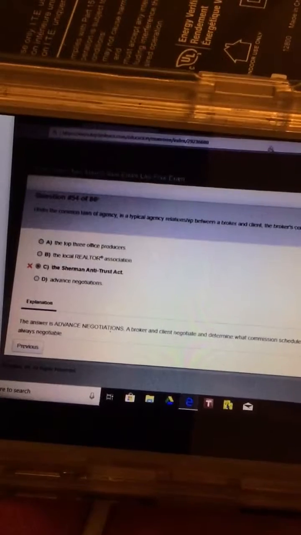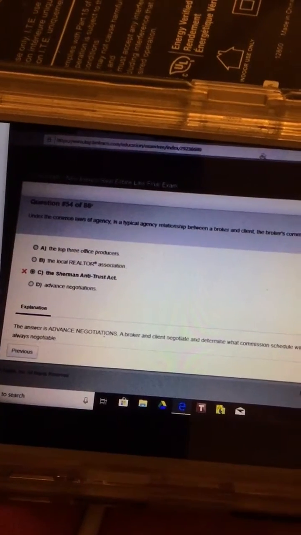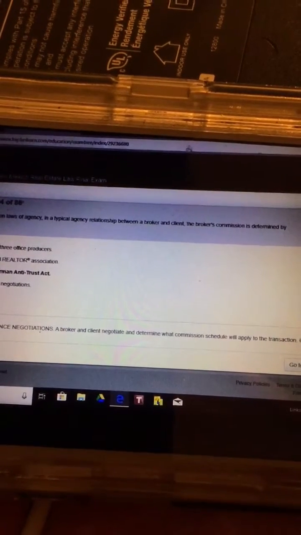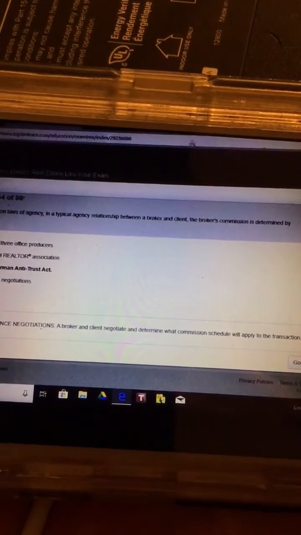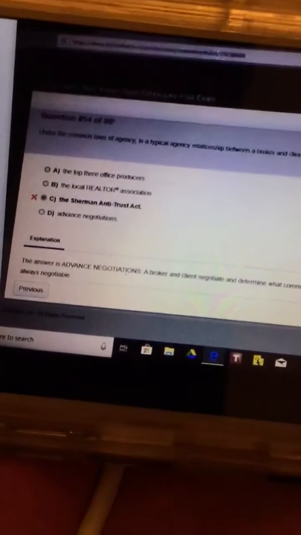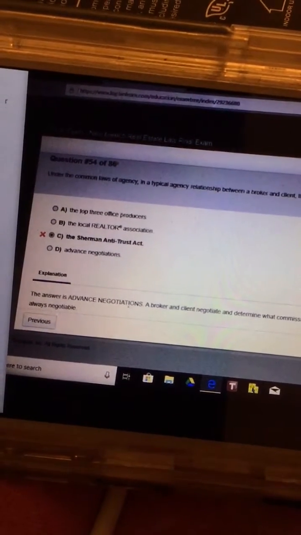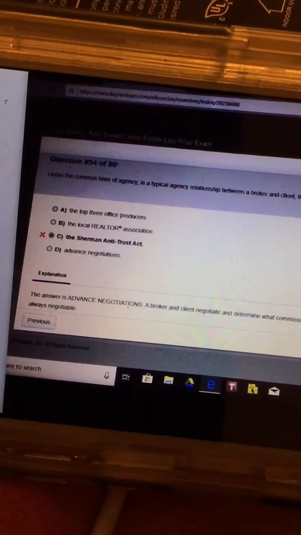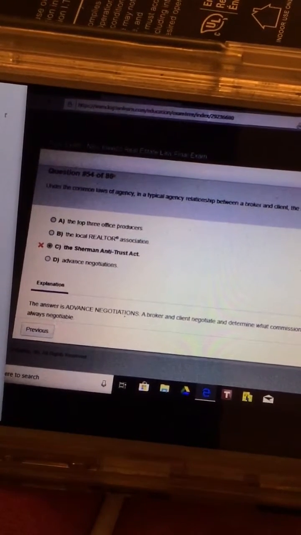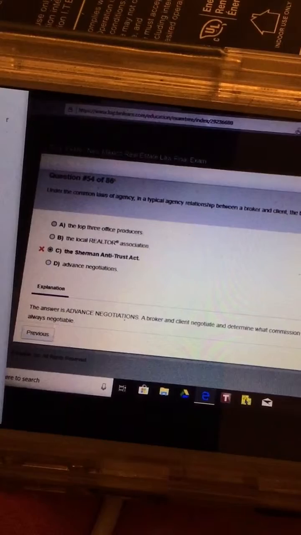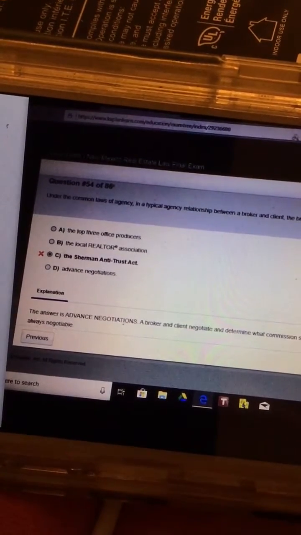Under the common laws of agency, in a typical agency relationship between a broker and client, the broker's commission is determined by A, the top 3 office producers, B, the local realtor association, C, the Sherman Antitrust Act, or D, advanced negotiations.